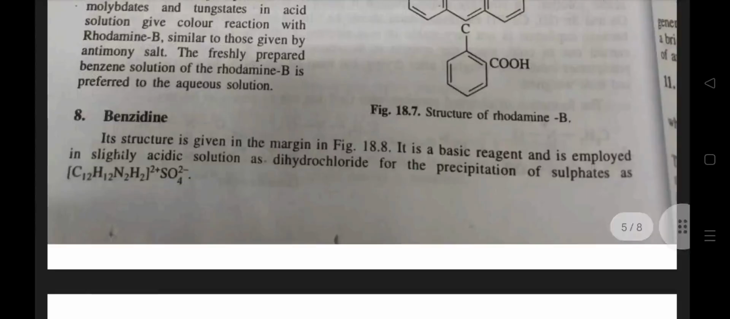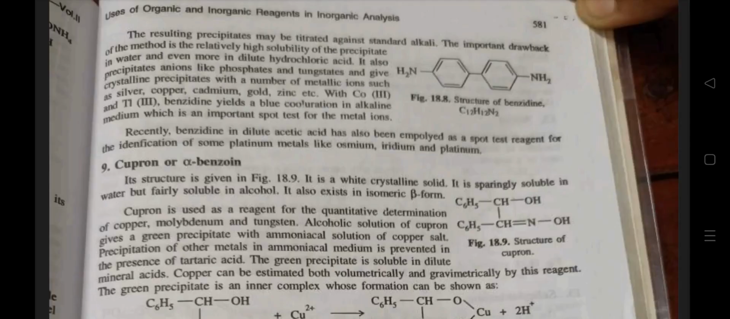Benzidine. Its structure is given in figure 18.8. It is a basic reagent and is employed in slightly acidic solution as the dihydrochloride for the precipitation of sulfate, and the resulting precipitate may be titrated against standard alkali. The important drawback of the method is the relatively high solubility of the precipitate in water and even more in dilute hydrochloric acid. It also precipitates anions like phosphates and tungstates and gives crystalline precipitates with a number of metallic ions such as silver, copper, cadmium, gold, zinc, etc.